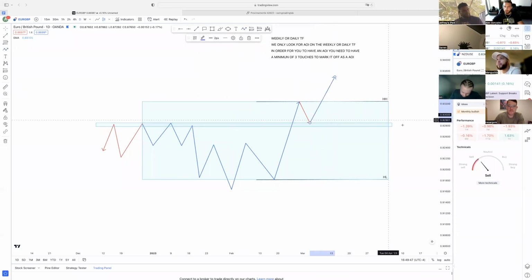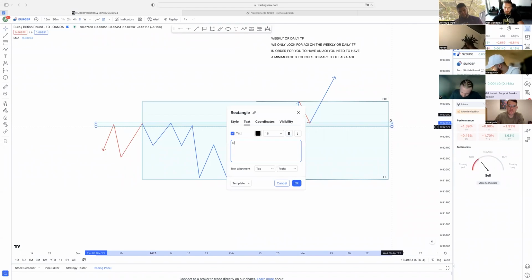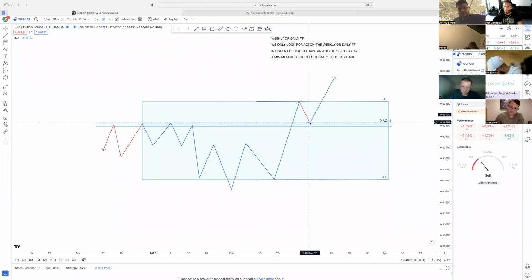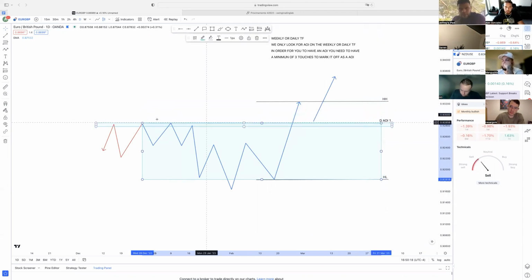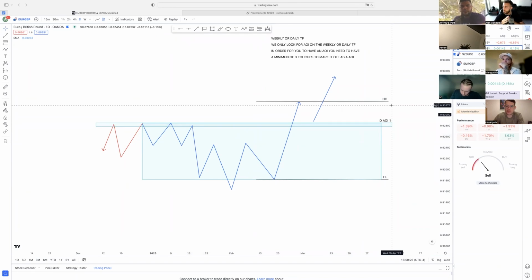So we would mark this off as daily or weekly area of interest 1, because this is the first area where, if price starts pulling back, it could then push to the upside. So before this pullback starts happening, we get our trusty zone, our trusty box, and we start going from the higher high, bringing it down, bringing it down. Whenever we find the spot that has 3 touches, for example here, 1, 2, 3, this is considered an area of interest. If that makes sense, type 1. If it doesn't, type 2.